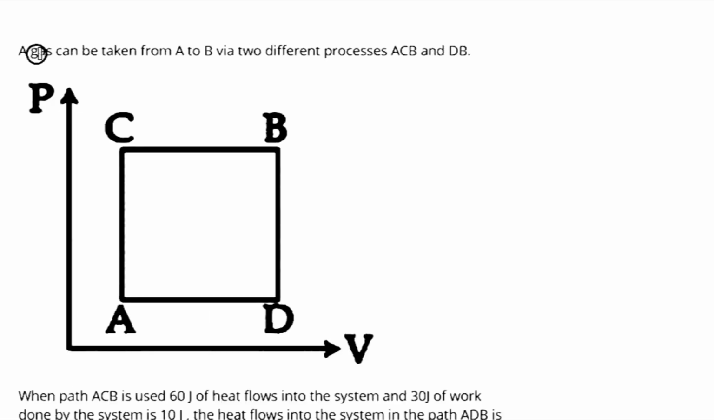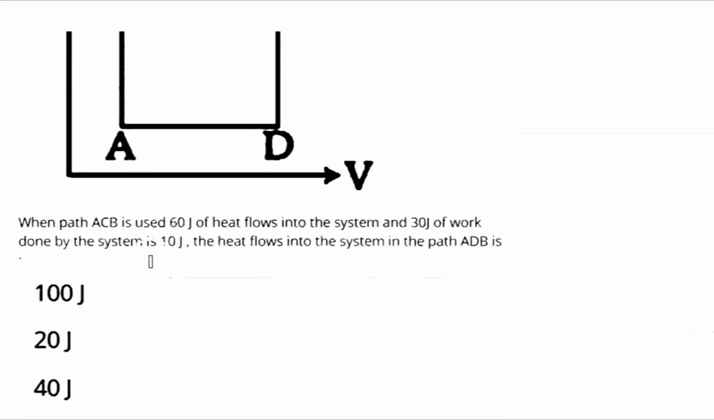Hello everyone. A gas can be taken from A to B by two different processes, ACB and ADB. When ACB is used, 60 joule of heat flow into the system and 30 joule of work done by the system, and 10 joule is the work done in case of ADB. Then you have to find out the heat flow into the system in path ADB.